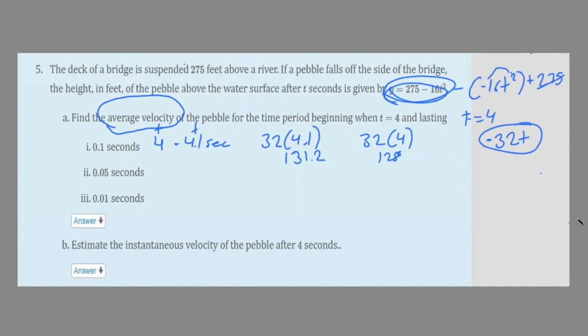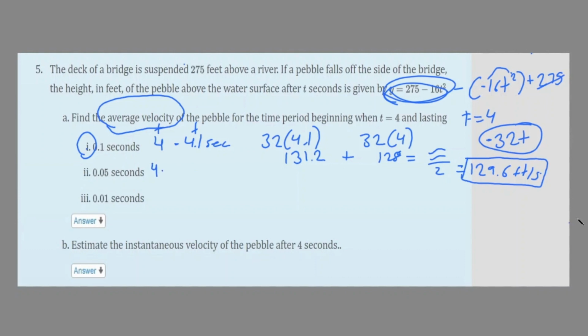So now it says find the average velocity. Since this is the velocity at 4.1 seconds and this is the velocity at 4 seconds, what we have to do is add these together and then divide by 2. When we divide by 2, we end up with 129.6 feet per second. So this is the answer to the first part, and the second part we'll do right now.